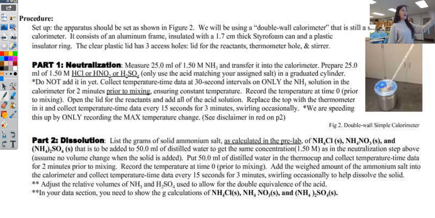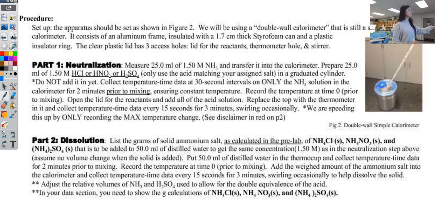Again, we are not going to be recording, even though you're going to write this as if you did in your procedure. We're not going to be recording the temperature every 15 seconds. All we're going to do is get that max temperature change, okay? So it's either going to be a min or a max, depending on whether the temperature is rising or falling, if it's exothermic or endothermic, okay? And part one is neutralization, which means we're adding an acid and base to make water and salt, but in this case, because it's ammonia, the equation works out a little bit differently, all right?